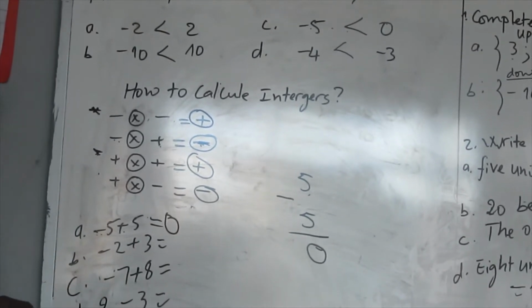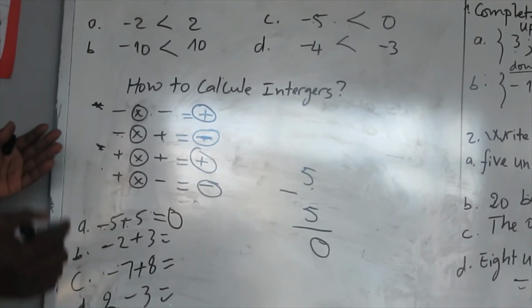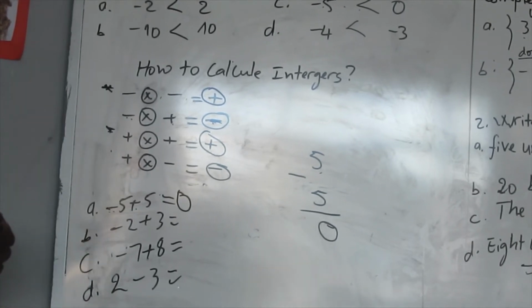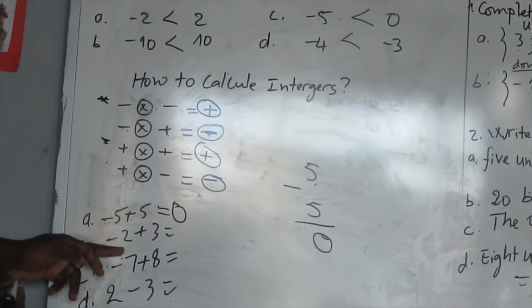As 0 is neither positive nor negative, we cannot put a sign in front of 0. But we can look at this example here.